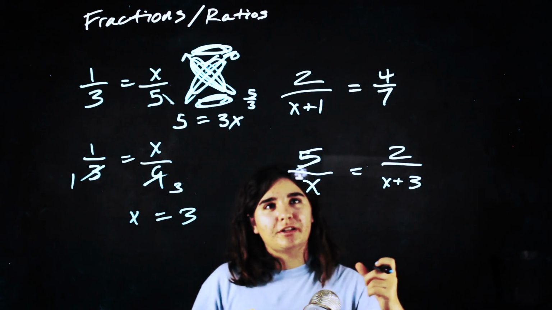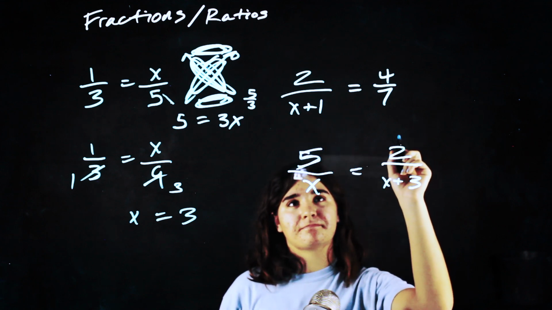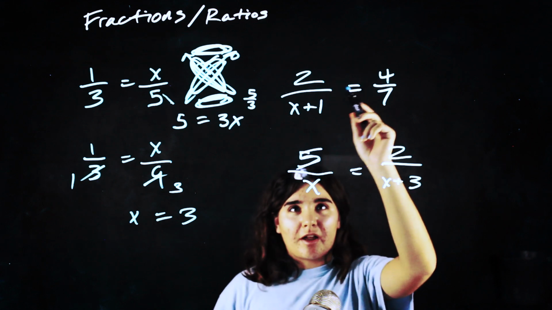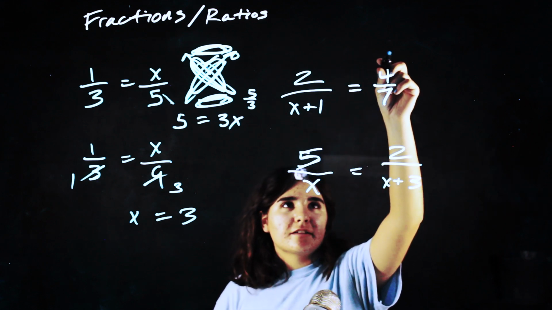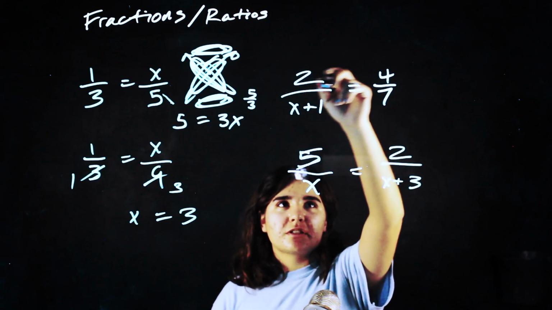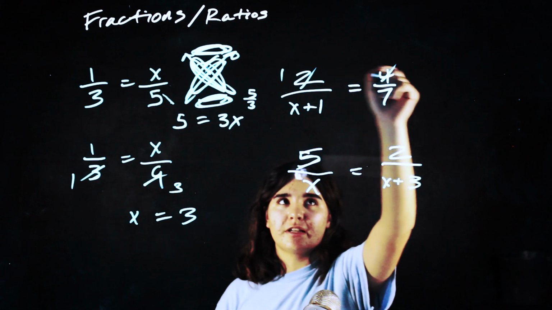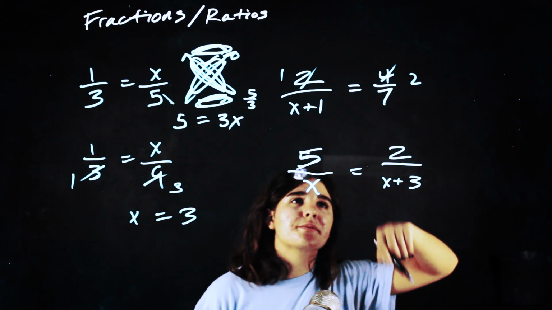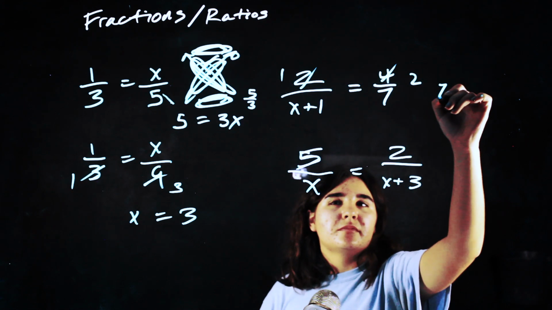Alright, we're going to do one where the x isn't alone on the bottom. By that I mean there's another term, plus 1. But another good thing to see is that we have a 2 on the top and also a 4, meaning we can simplify this to be a 1 and a 2. And now we can multiply across. So we're going to get 1 times 7 is 7.